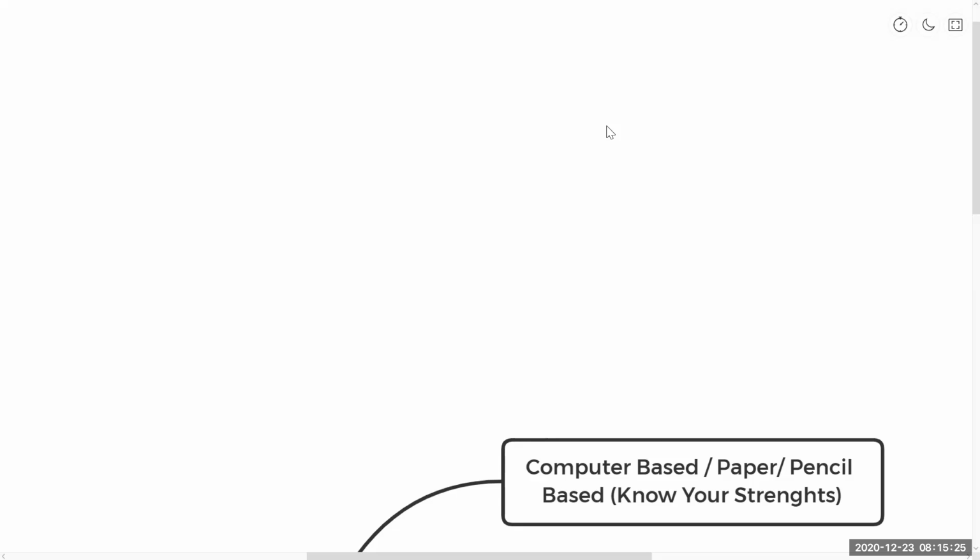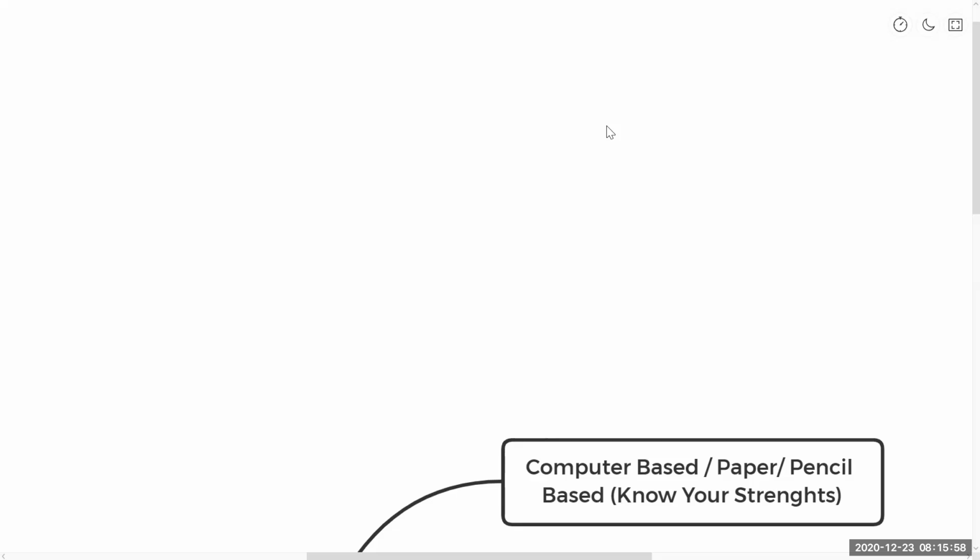So irrespective of the date, the point is that these two versions are available, and based on your strength, if you feel that you are comfortable typing on a computer, you can go for the computer-based test, so you won't have to worry about your handwriting. But in case you are more comfortable with writing with a pencil on a piece of paper, go for the paper version. So it's entirely your choice. The structure, the content, the level of difficulty, everything remains the same. But yes, there would be some basic differences.